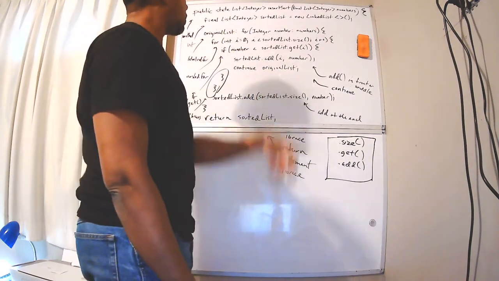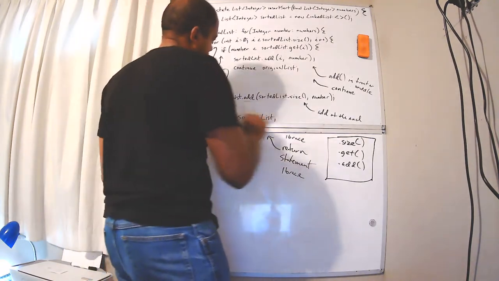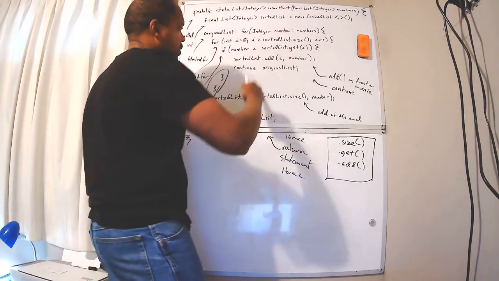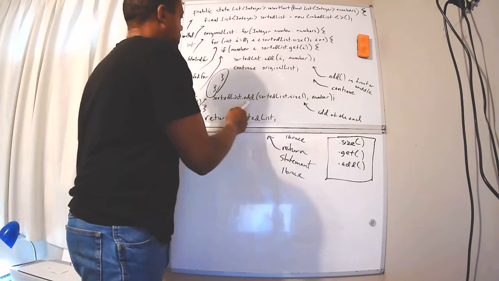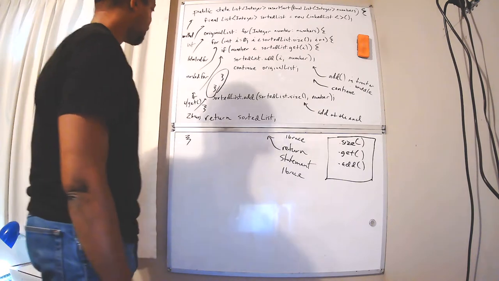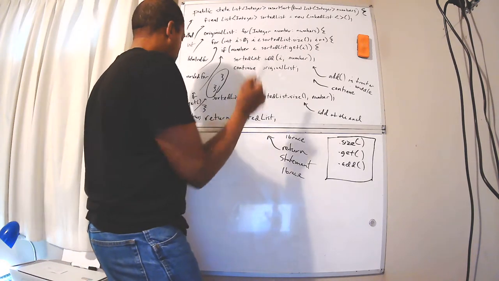Then we're going to continue the original list. Otherwise, two braces. We're adding the number to the end of the sorted list. We're adding it to the back. At the very end, we're just returning the sorted list.